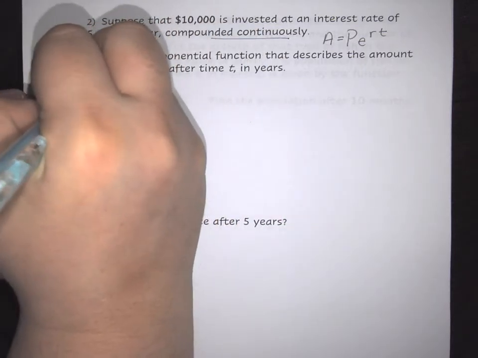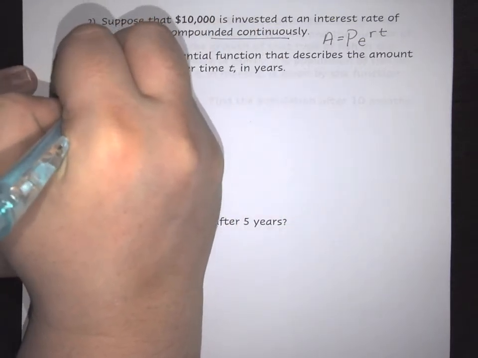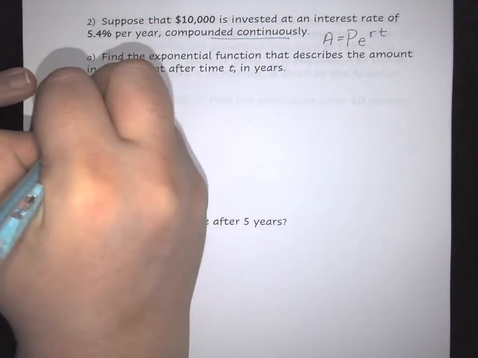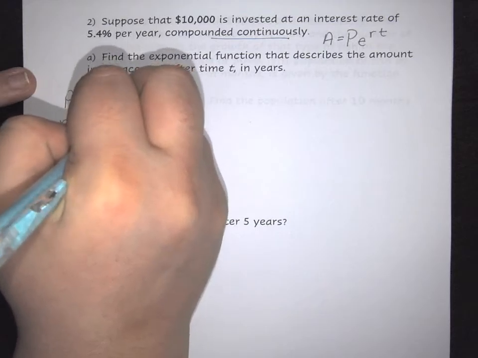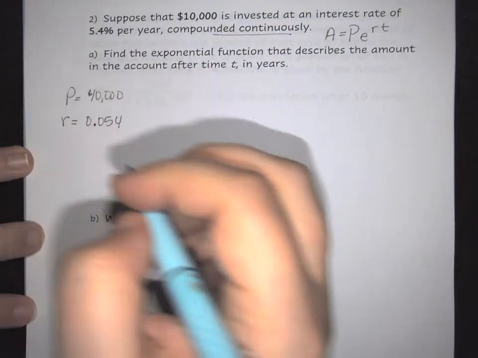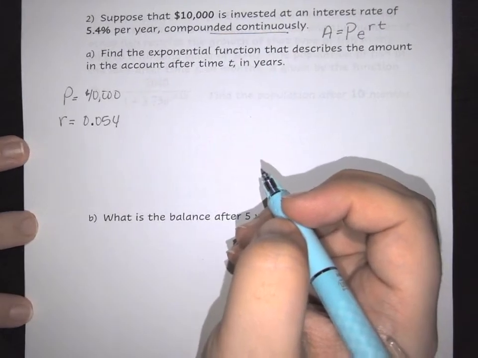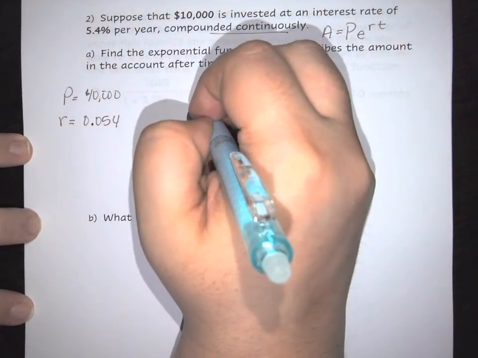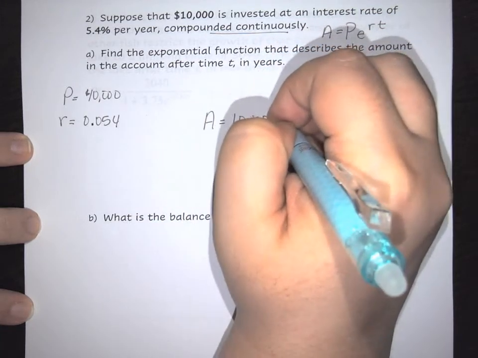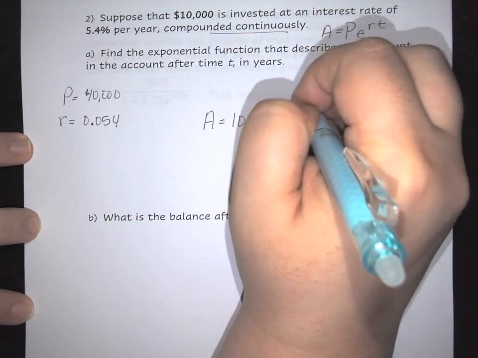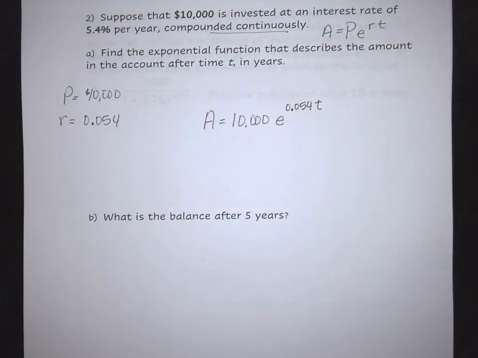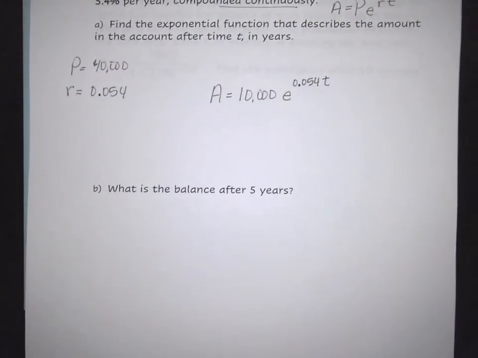We know that P is going to be my $10,000 that I invest. My r is going to be 0.054. It's your rate, but changed to a decimal. And then we are compounding continuously. So my equation is going to be A equals 10,000 e to the 0.054t. Okay, and that's all we're asked to do for that first part.